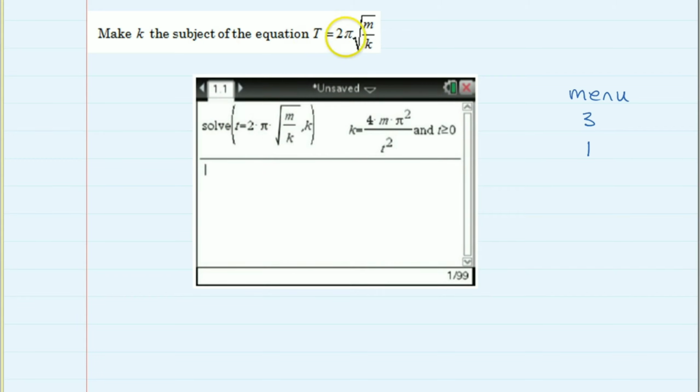So here we have t equals 2 pi times the square root of m over k, and we want to make k the subject here. And so we type in solve t equals 2 times pi times the square root of m over k. Then we put a little comma and the k, and the calculator will rearrange it for us all like this and also give us the constraints. Don't worry too much about the constraints at this stage. We'll be talking about those later on in the course.